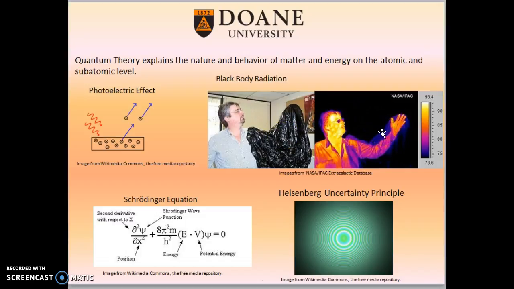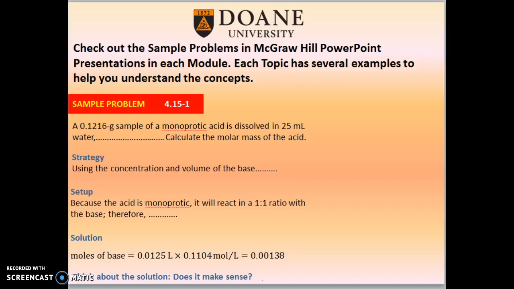The Schrödinger equation is a partial differential equation that describes how the quantum state changes with time. And here is the Schrödinger equation. Finally, the Heisenberg uncertainty principle states that the position and the velocity of an object cannot be measured exactly at the same time, not even in theory.